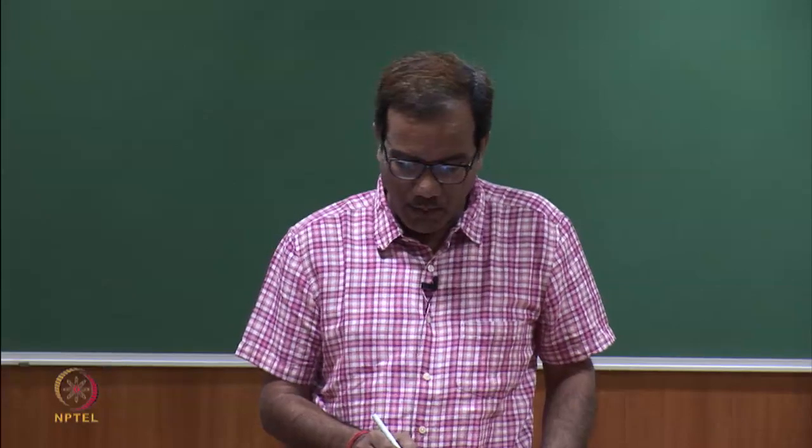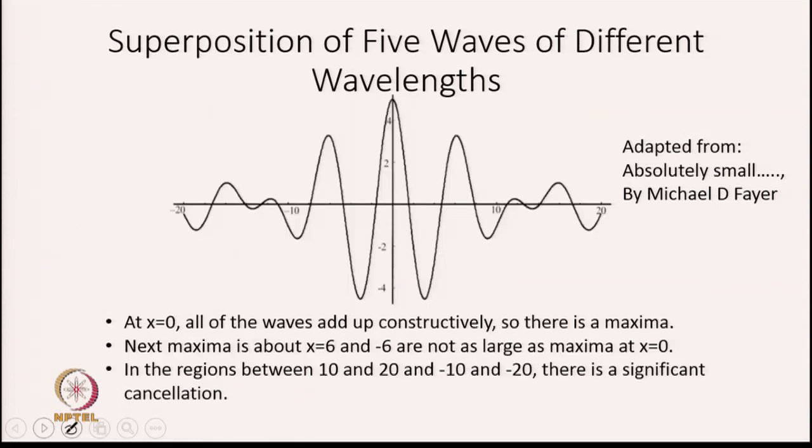So, if we take the combined wave, it will look like this. At x equal to 0, since there is constructive interference, all the waves add up and there is a maxima. You can see there is a maxima. Near 6 and minus 6 also, you can get some maxima, but that will not be as large as the maxima at x equal to 0.